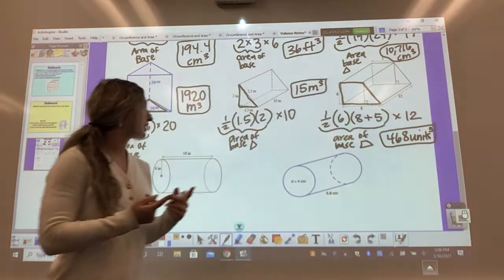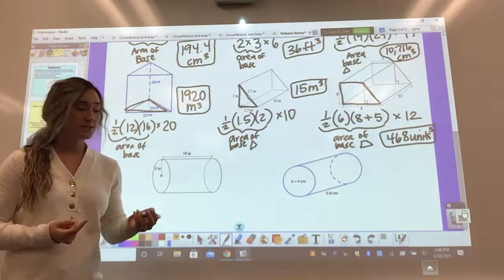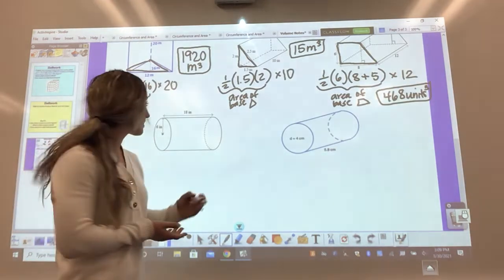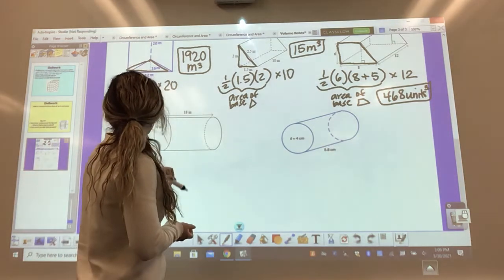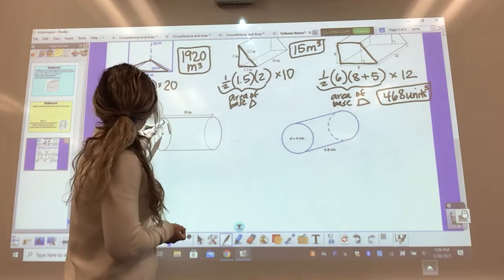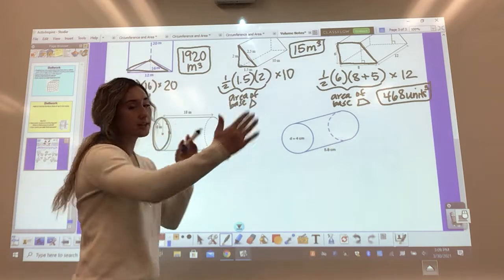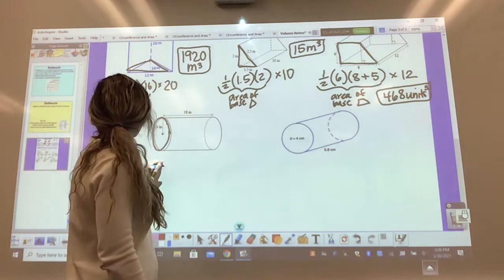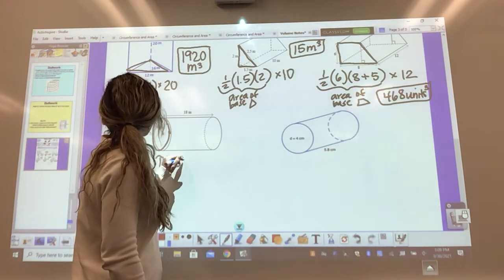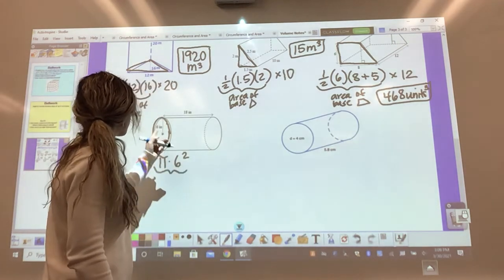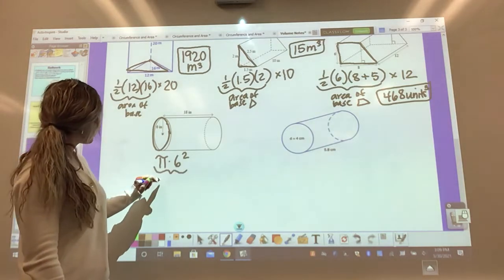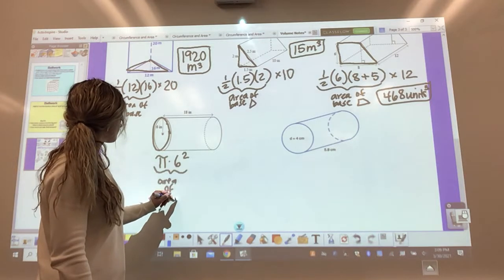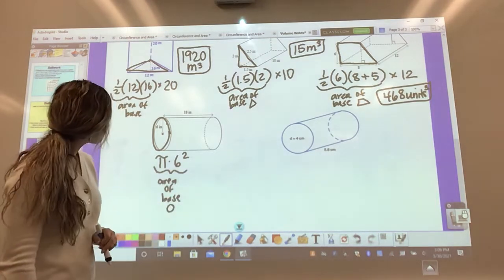And then our last two shapes are cylinders. And the base shape of the cylinder is the circle. So I find the area of the circle and multiply it by the height of the cylinder, the height that it was extended. So remember, the area of a circle is pi times the radius squared. The radius in this circle is 6 inches. So this would give me the area of the base circle.